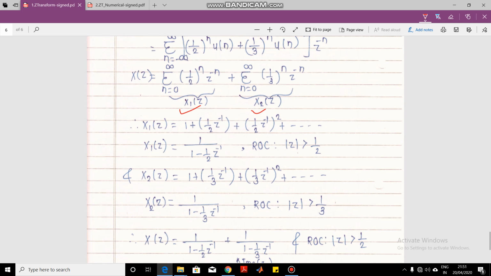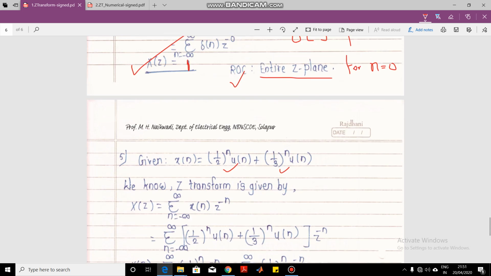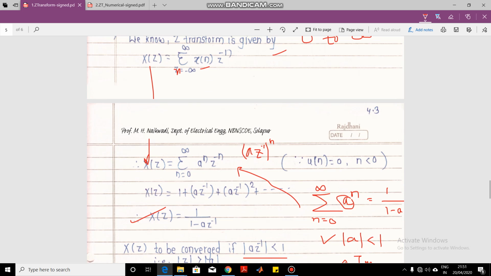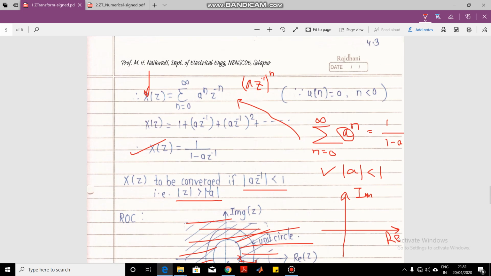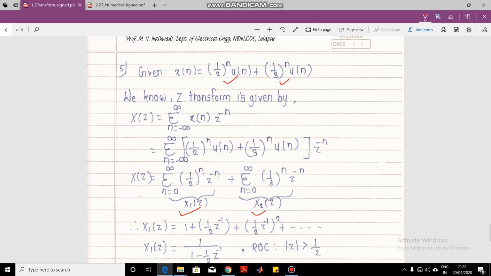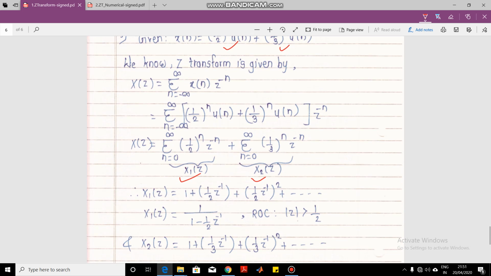Now we have seen this in the previous numerical. It is the same here, a raised to n z raised to minus n. So in place of a it is 1 by 2. It is the same here. So you write here 1 by 2 raised to n, z raised to minus 1.